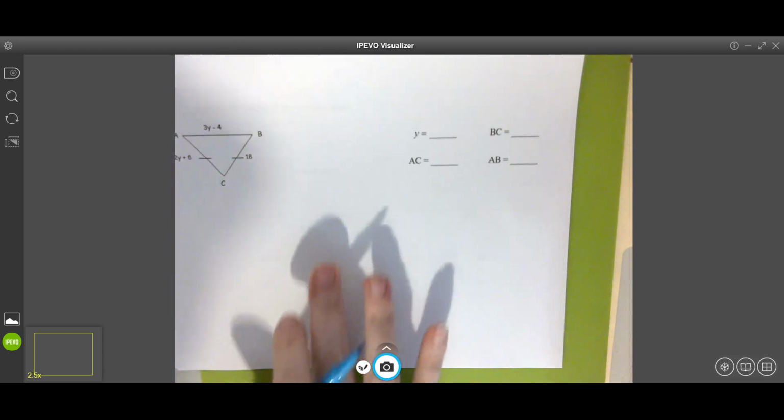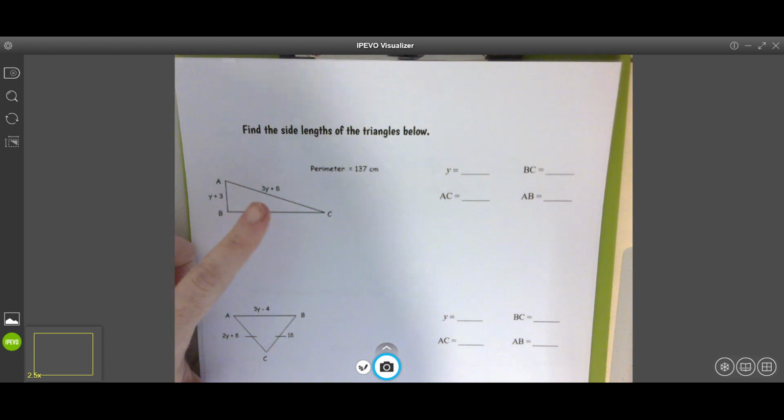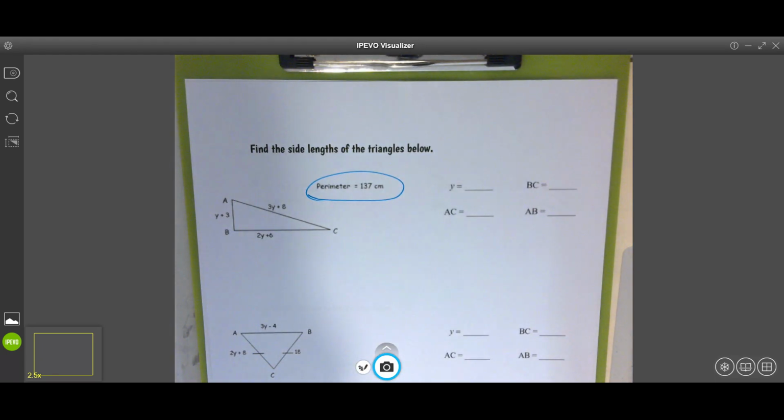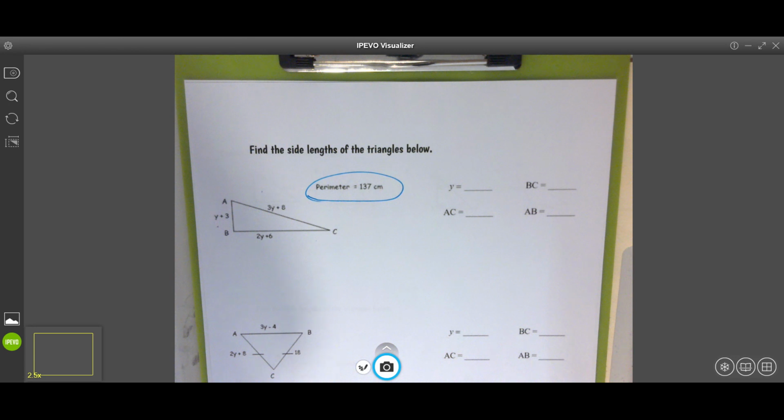All right, continuing on with side lengths, we are going to use some information. So here we have our side lengths now with some form of algebra where we're going to solve for our missing variable. The first thing I see is that we have perimeter given to us. And because we have perimeter given to us, we can remember that perimeter is when we add up all our sides to equal the perimeter amount. So I'm going to create that equation.